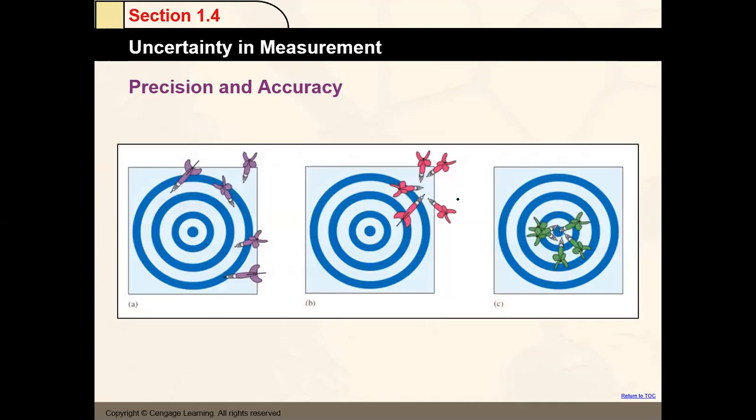It's better to explain by using this graph. In this particular case, target A, it is really imprecise and also inaccurate, because you have scattered values. All your values are really scattered, up, down, left, right. Here, in case B, my measurement is precise, because all my trials have very close values. Is it accurate? No, because you are not hitting the target. The point is to hit the target.